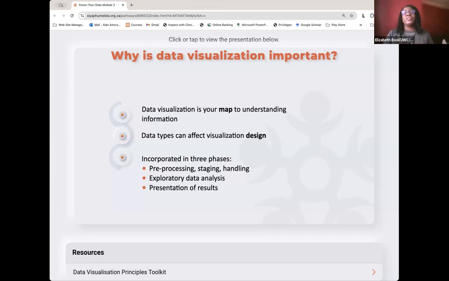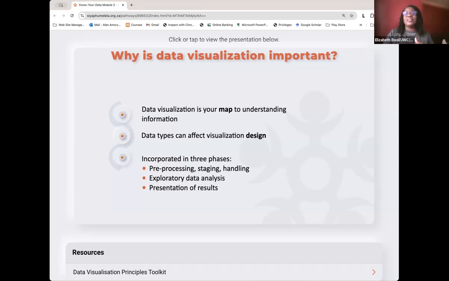For today, we just continue on building on that, because once you understand the types of data that you're working with, then you will be able to understand how to visualize that information and what kind of story you want to tell with it. They will guide your visualization design. And later on, we do have a visualization toolkit that you can also follow when you start looking at the type of data that you have, and what type of visualization I want to develop to answer a certain question as well.